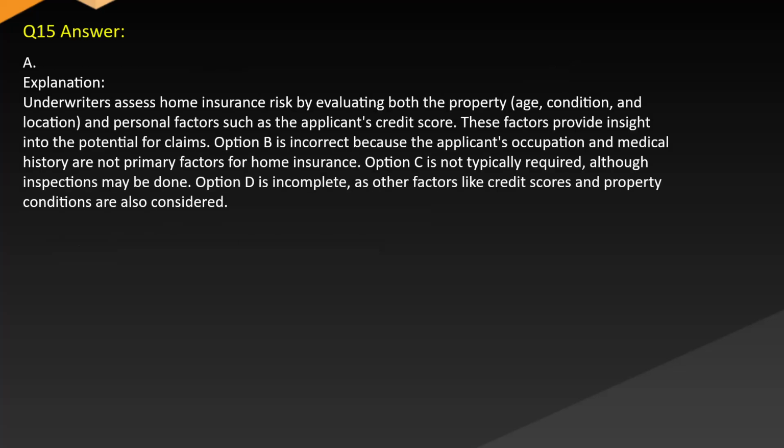Answer: A. Explanation: Underwriters assess home insurance risk by evaluating both the property, its age, condition, and location, and personal factors such as the applicant's credit score. These factors provide insight into the potential for claims. Option B is incorrect because the applicant's occupation and medical history are not primary factors for home insurance. Option C is not typically required, although inspections may be done. Option D is incomplete, as other factors like credit scores and property conditions are also considered.